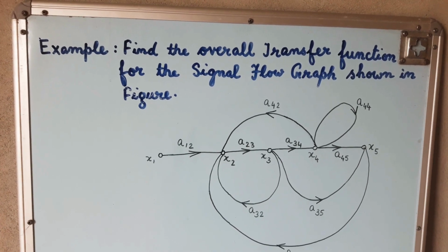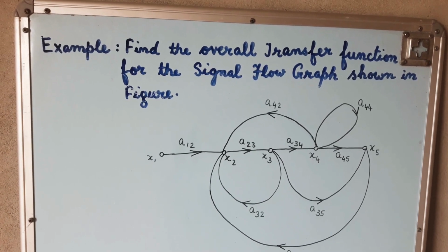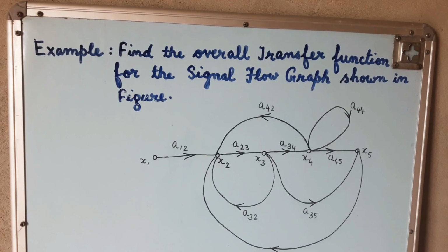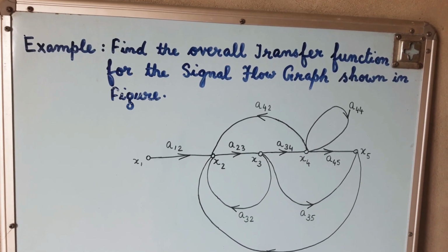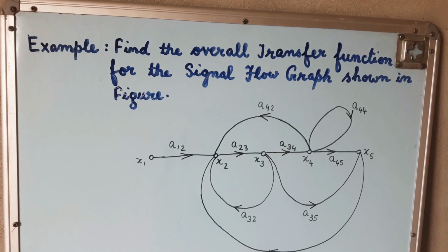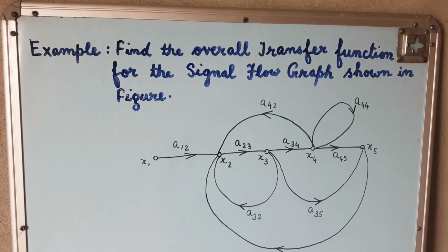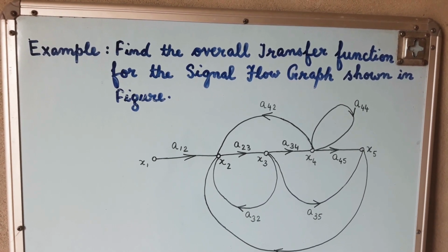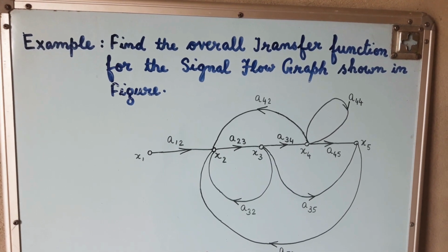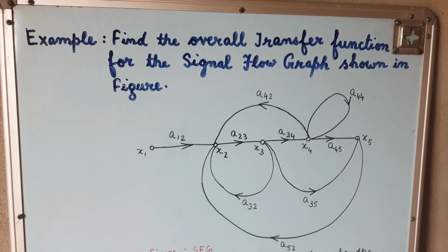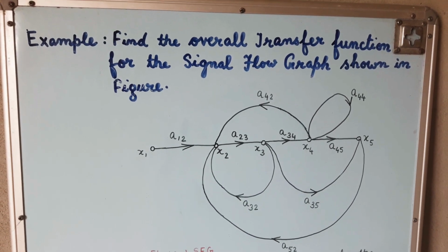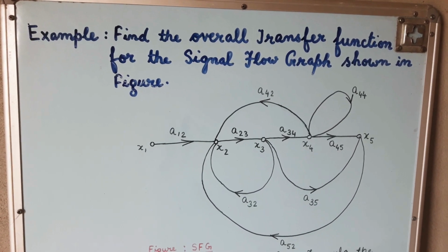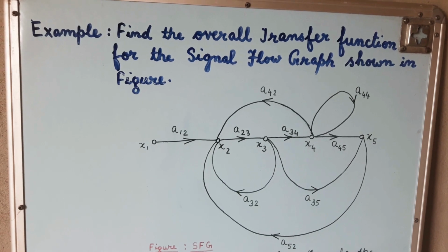In the previous class, we discussed the Mason's gain formula for finding the overall gain of any given system with the help of signal flow graph. Today, we will take an example and we will see how we can find out the overall gain of the given signal flow graph with the help of Mason's gain formula.